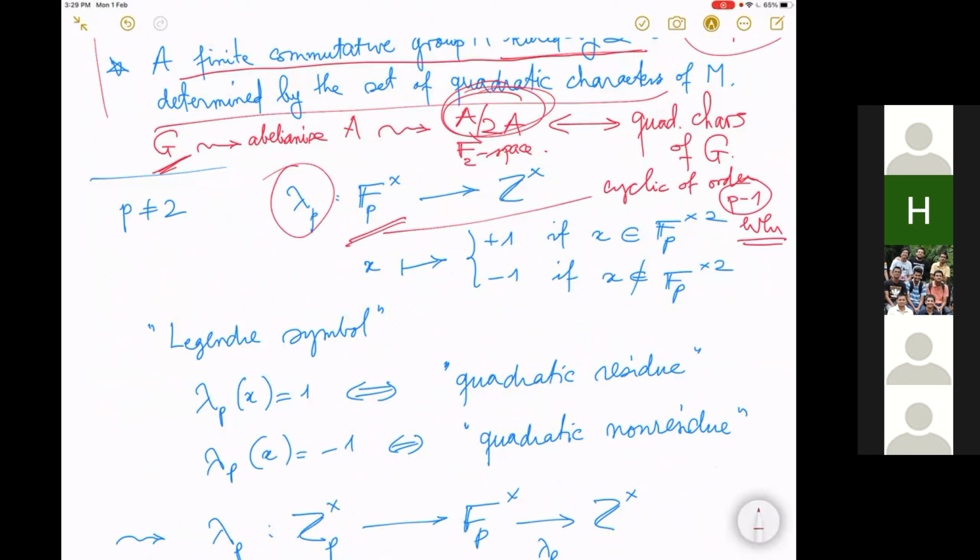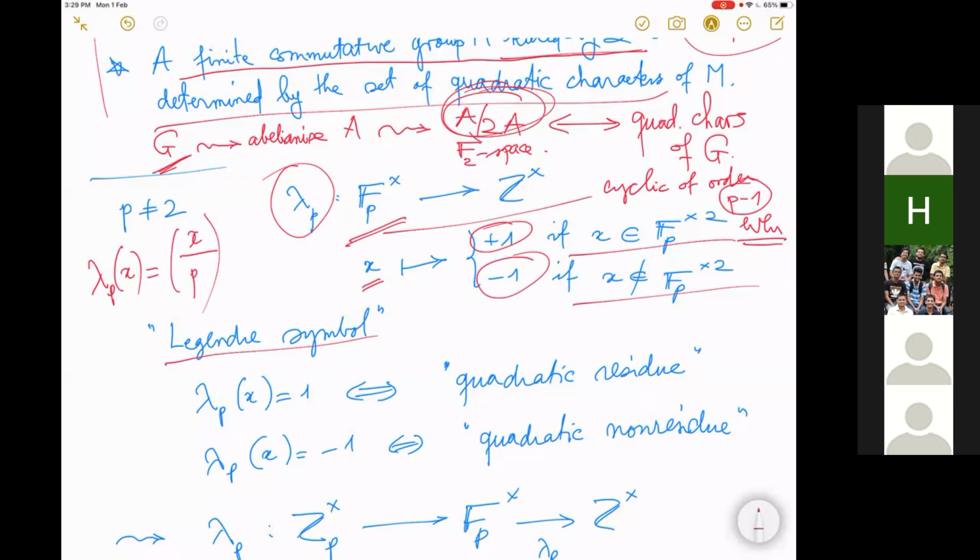Very explicitly, what is it? It sends X to plus 1 if X is a square in FP star, and it sends it to minus 1 if X is not a square in FP star. Sometimes this quadratic character lambda P is called the Legendre symbol. Those who have taken an elementary course in number theory will recognize this. What I would write as lambda P of X is sometimes written by other people as (X/P), the Legendre symbol, like this.